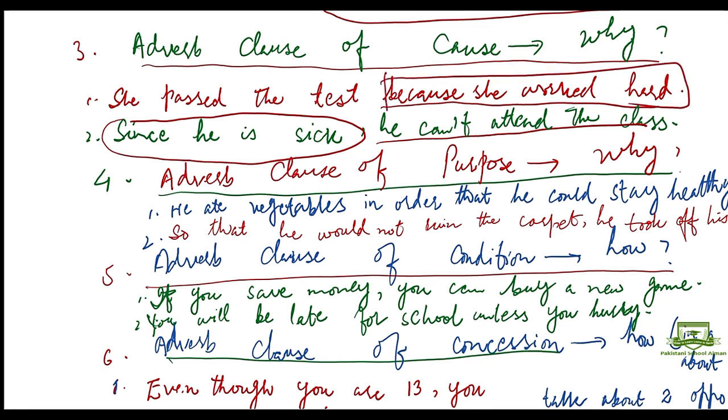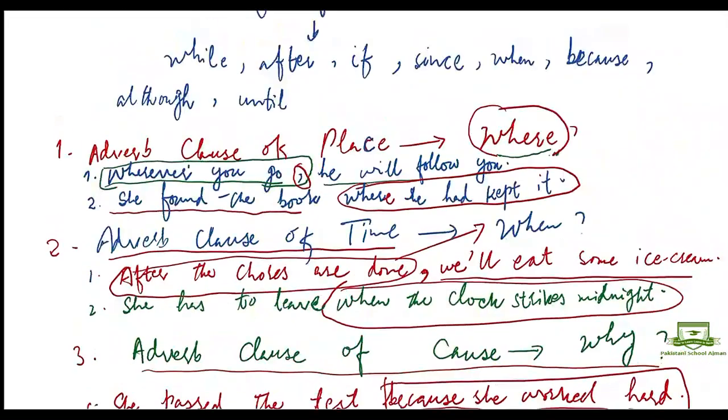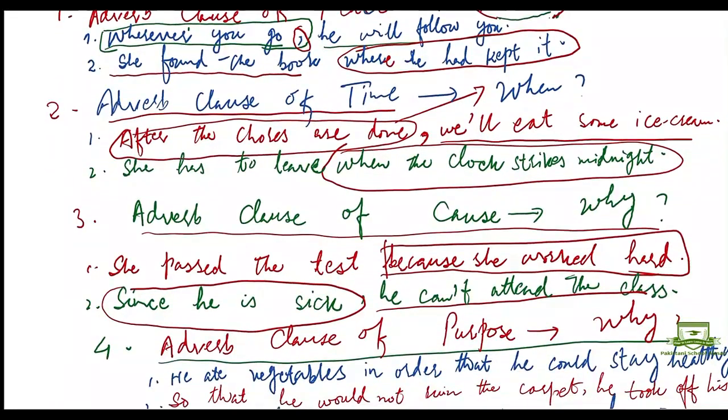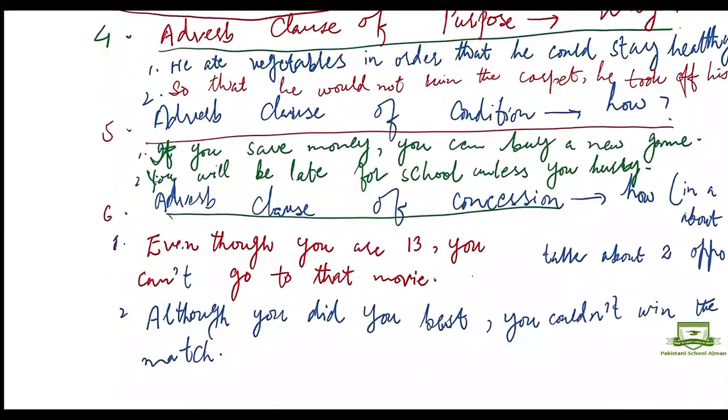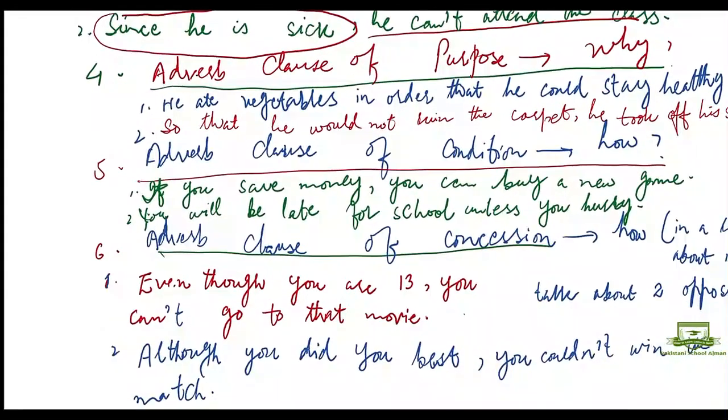Our next clause is the adverb clause of purpose. Again it answers the question why, but there is a slight difference. "He ate vegetables in order that he could stay healthy." Why did he eat vegetables? Now this is the purpose, not the reason. Purpose is slightly different from reason. "In order that he could stay healthy" is our subordinate clause, and it is an adverb clause of purpose.